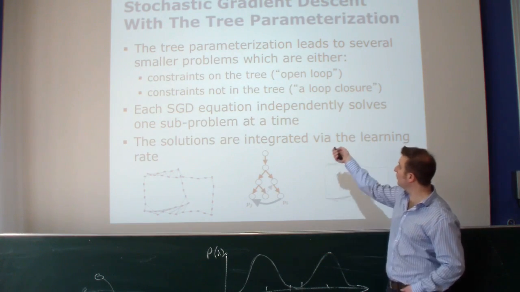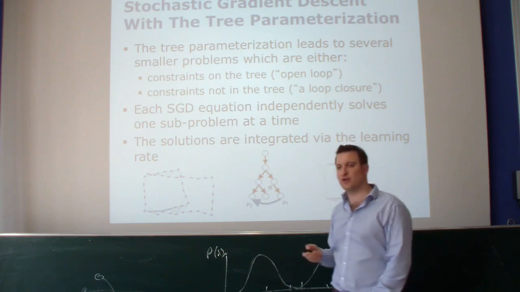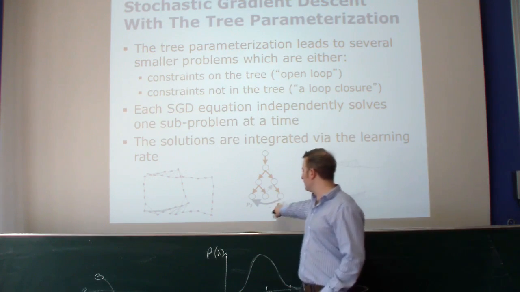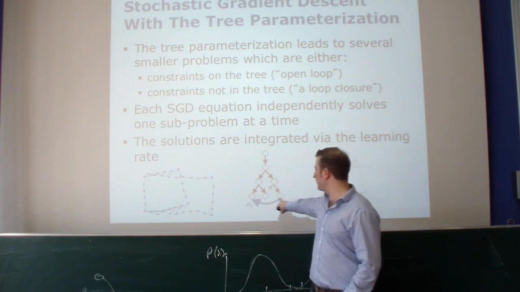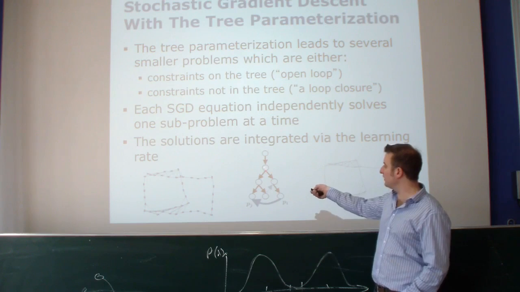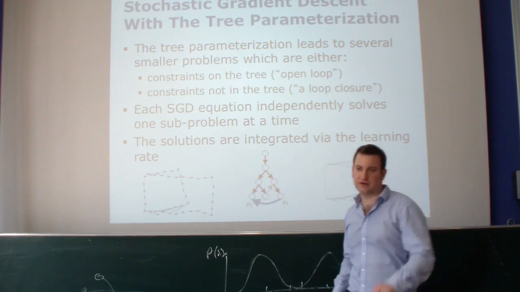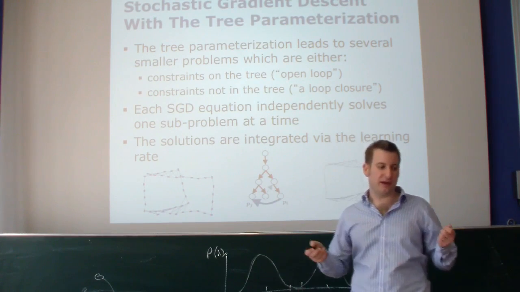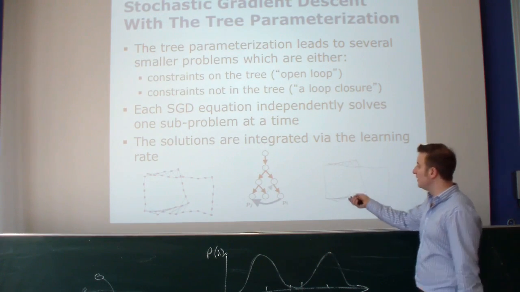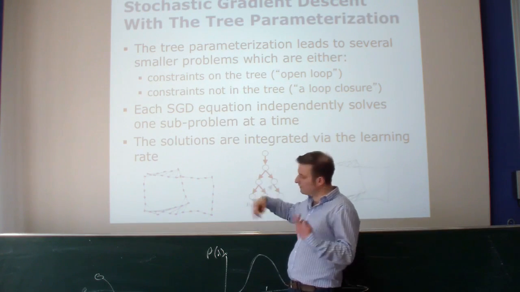This is what we call open loop constraints on the tree. The other thing is constraints that are not stored in the tree. These are off-tree constraints which connect two nodes which are not stored in the tree. And then I need to pass up the tree until I find the common predecessor and then walk down the tree to a different edge again in order to compute the error. And then I update all those nodes involved in this chain and then proceed with that.